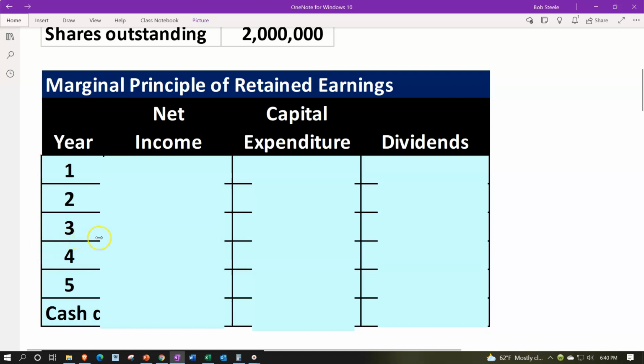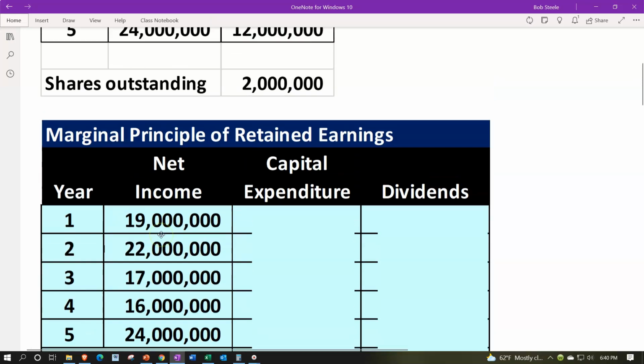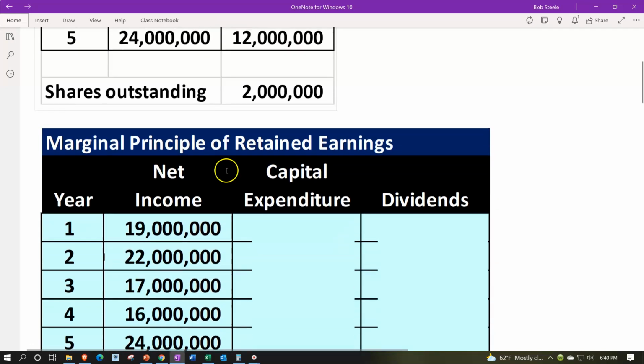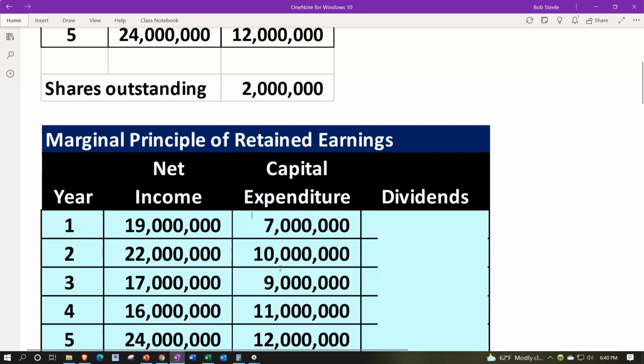So if we look at that from that perspective, we've got our years 1 through 5. We're just going to then pull our income numbers down, same income numbers as we had up top. So we're just pulling that down. We're pulling our capital expenditures down as well, and then we'll just subtract them across to determine the dividends that would be going out each year.